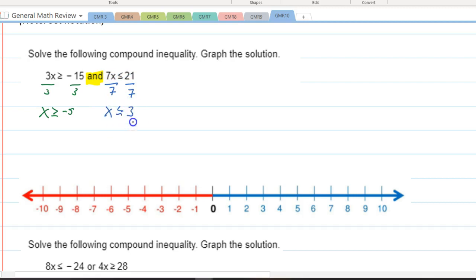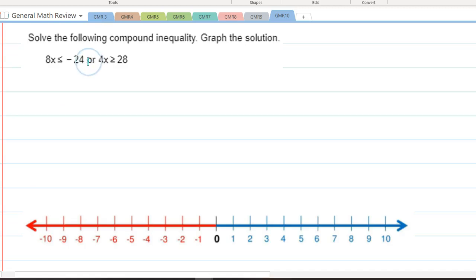Now I'm going to graph these. Both of them say or equal to. Put a closed circle at negative 5, and a closed circle at 3. This says x is greater than, which means it's going to the right, and this says x is less than, which means it's coming from the left, which gives me a graph similar to this.